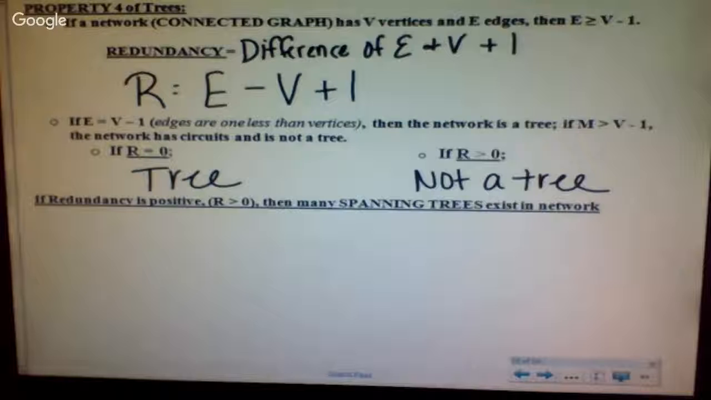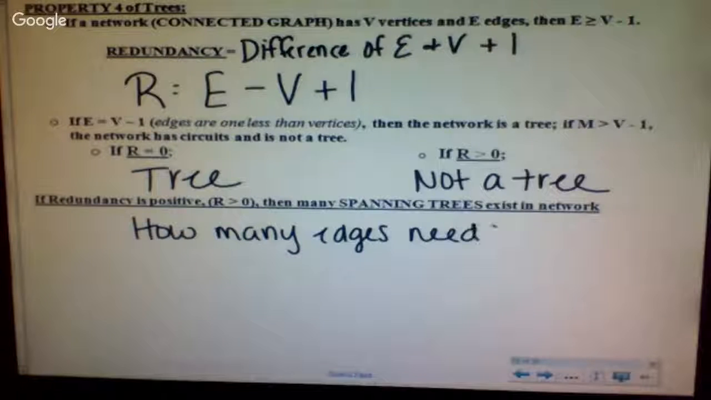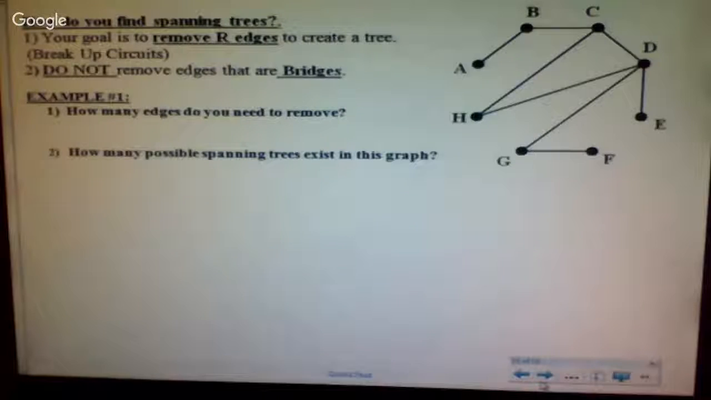If your redundancy is positive, greater than 0, it tells you how many edges need to be removed. If you get 0, you need to remove 0 edges. If you get 2, you need to remove 2 edges. This will tell you how many, it just won't tell you which ones.